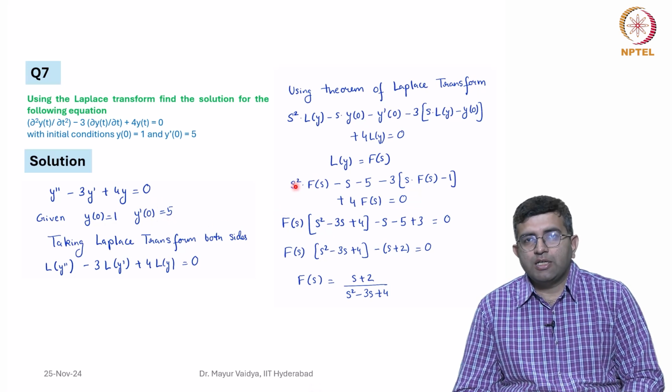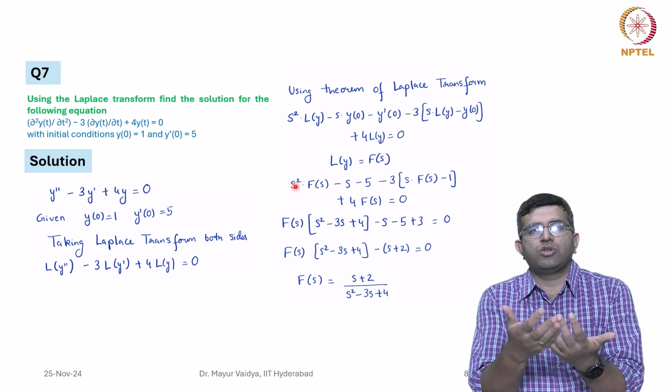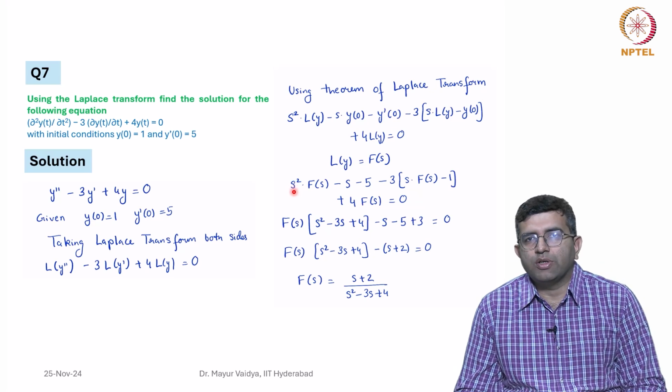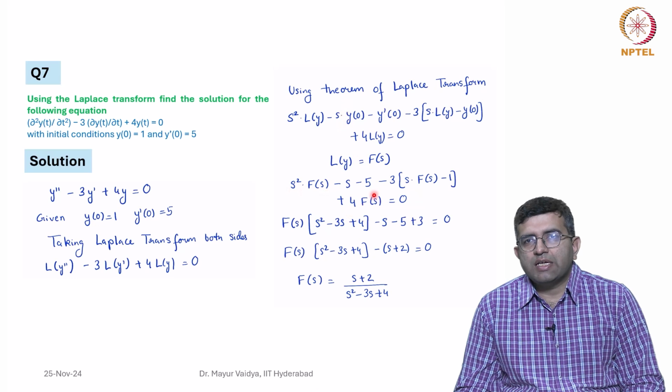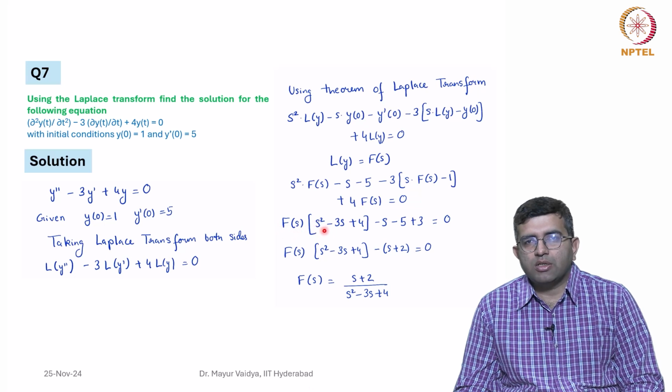So you see that I have put them already here, but I would strongly advise that you first try to solve it yourself without seeing the solution, so that you get more confidence. So then it is minus s minus 5 minus 3 times. Here also we put the values all together, and then we collect the terms which contain f of s. So you have f of s in bracket s square minus 3s plus 4, minus s minus 5 plus 3. So what you get is f of s is equal to s plus 2 divided by s square minus 3s plus 4.